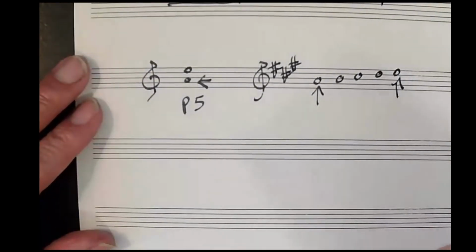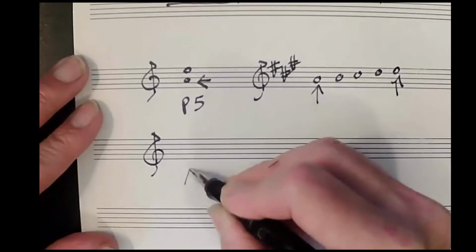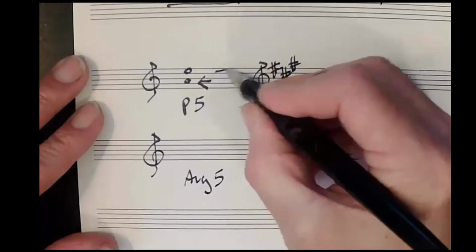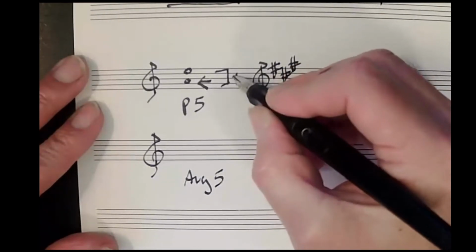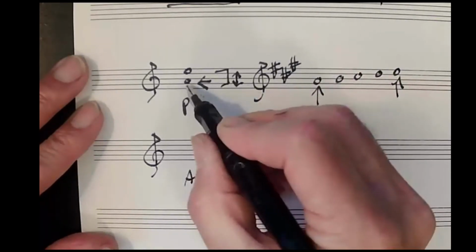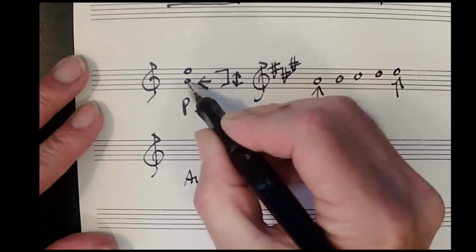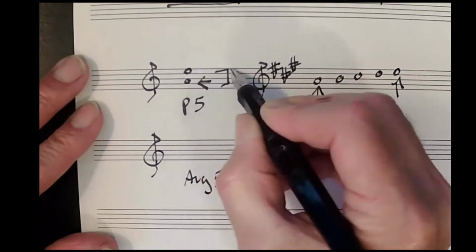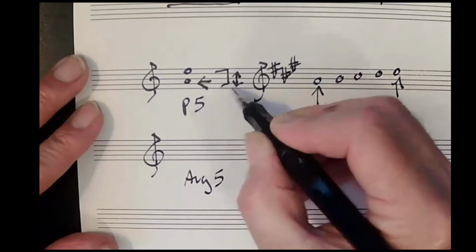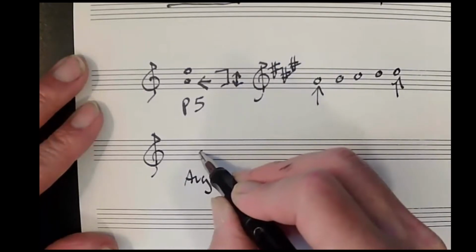Now, if I want to augment that fifth, go from a perfect fifth to an augmented fifth, it means that I've got to increase the distance here. I've got to expand the interval. You can always think of an interval like a floor and a ceiling. So if you raise the ceiling, it will expand. Or if you keep the ceiling the same and lower the floor, it will also expand. In other words, the distance between the ceiling and the floor. So let's try both ways.